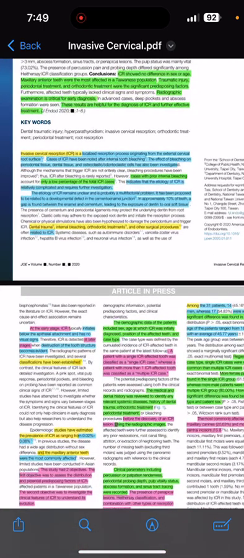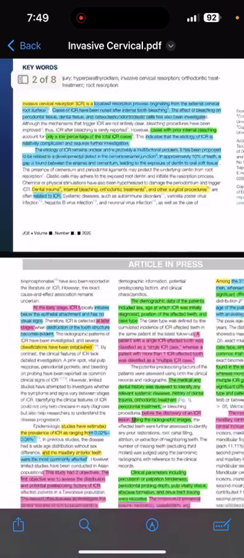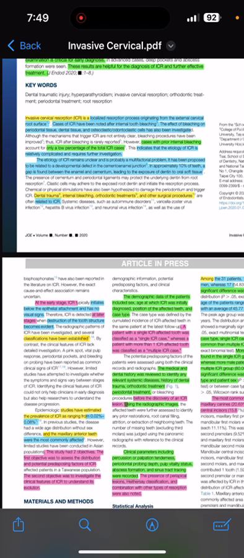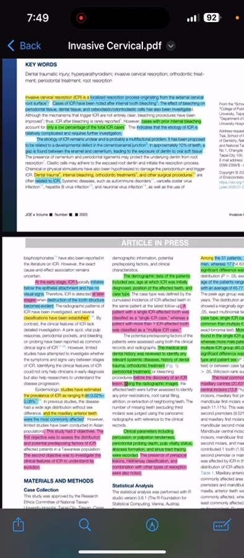Invasive cervical resorption at the early stage initiates below the epithelial attachment and has no visual sign. In the later stage, when the tooth structure is destroyed, it becomes apparent. The maxillary anterior teeth were most commonly affected, according to Mavridou in 2017.